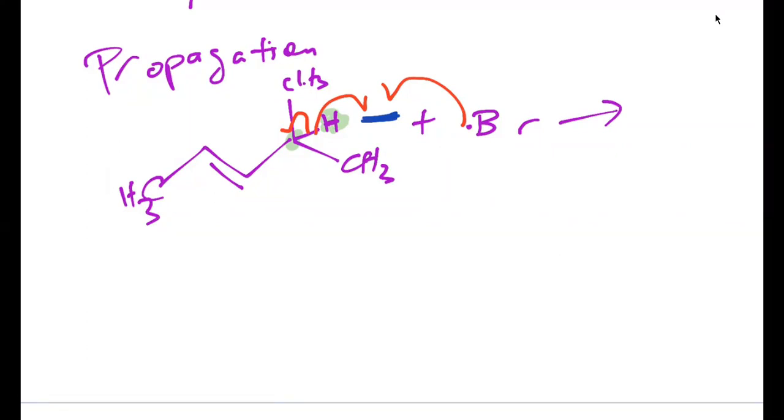So that radical that I get from that looks like this. Is that okay? What's that little dot right there? That's an electron on this carbon right here, because I just broke the carbon-hydrogen bond on the other side.